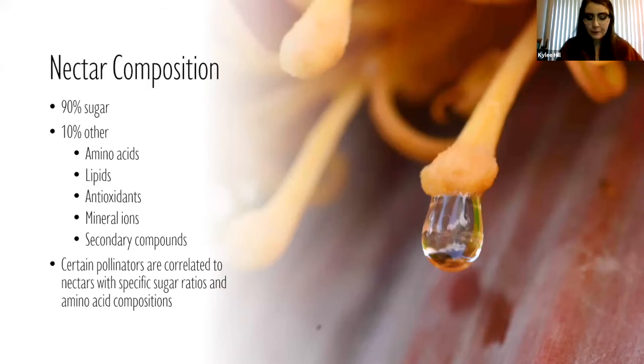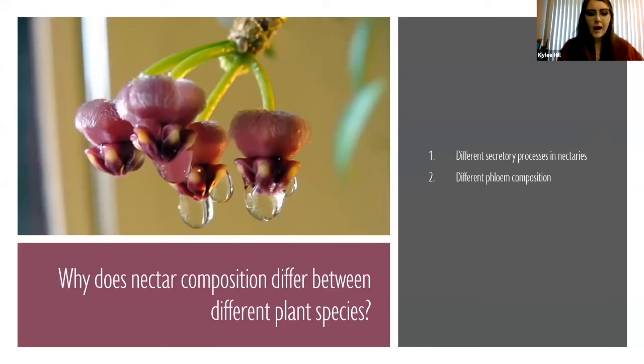It was found that different pollinators have been correlated to specific sugar ratios and amino acid compositions within this nectar. This suggests that pollinators are selecting for and are attracted to certain kinds of tastes of nectar that's dependent on the molecular composition of that nectar. And so why does nectar composition vary between different plant species? Well, it can be explained in two ways that are not necessarily mutually exclusive. It could be that the secretory processes of the nectaries control the chemical composition of the nectar, and this varies between different plant species.